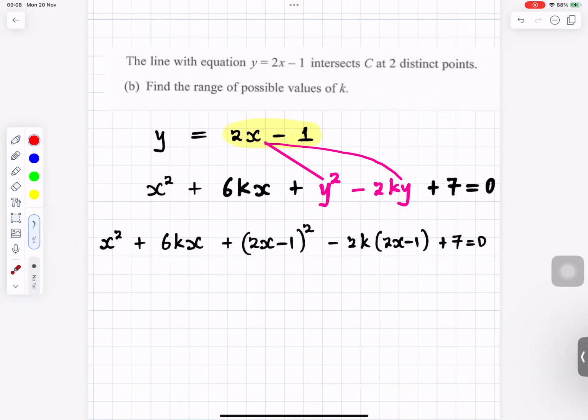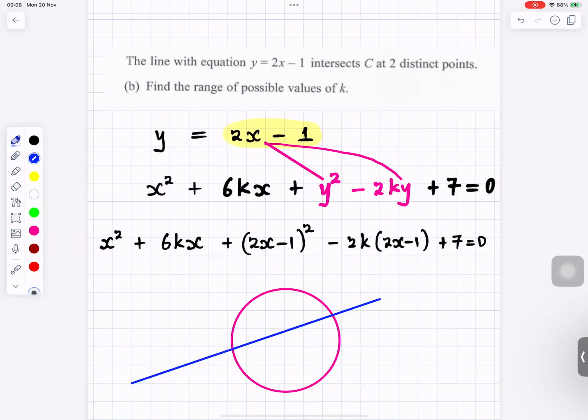For part C, they said the line with the equation y equals 2x minus 1 intersects C. So we have a line and a circle. A line is a straight line, and a circle, they intersect. So that's the circle there, and that's the line, and they intersect, they meet. What intersect means is where they meet.